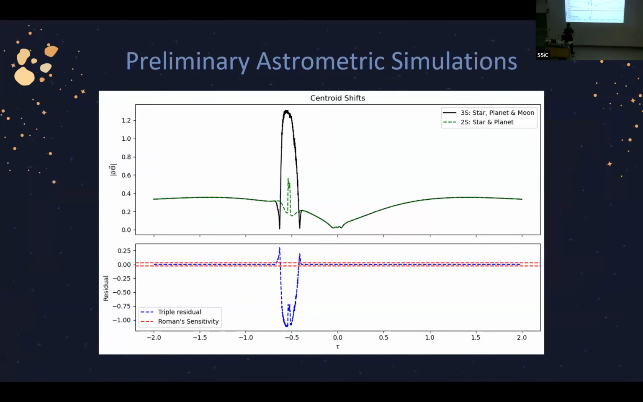And this is what the preliminary astrometric simulation looks like. And you can see there's still a big difference between both models. The lines in red, that is the sensitivity of Roman. And so anything that is above or below, Roman will most likely be able to detect these subtle perturbations.